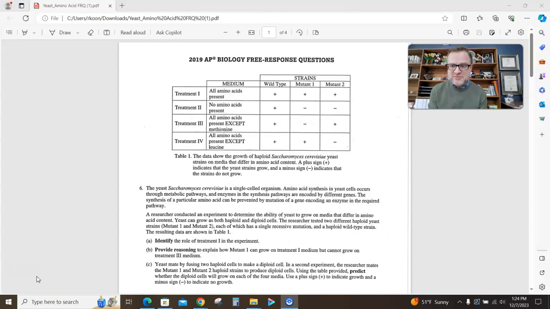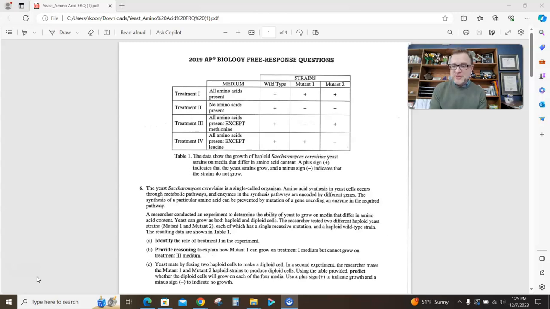So under the table, the caption says, the data show the growth of haploid Saccharomyces cerevisiae yeast strains on media that differ in amino acid content. A plus sign indicates that the yeast strains grow, and a minus sign indicates that the strains do not grow. Okay, so I have 4 different treatments. Treatment 1, I give all amino acids. Treatment 2, I give none. Treatment 3, I'm missing methionine. Treatment 4, I'm missing leucine. And I have 3 strains, the wild type, the mutant 1, and the mutant 2.